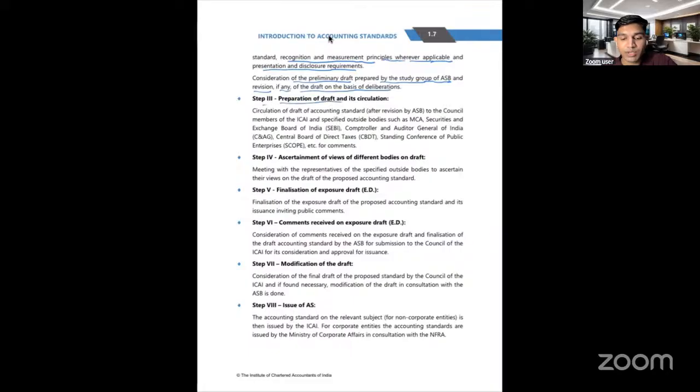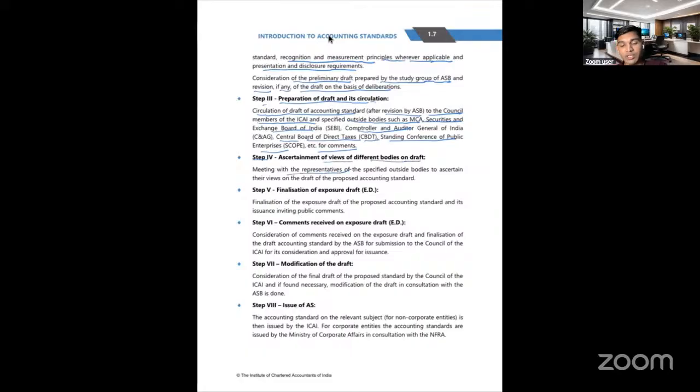Step 3, preparation of drafts and its circulation. Circulation of the draft of the accounting standard after revision by ASB to the Council members of the ICAI and specified outside bodies such as MCA, SEBI, CAG, Central Board of Direct Taxes (CBDT), Standing Conference of Public Enterprises (SCOPE), etc. for comments.